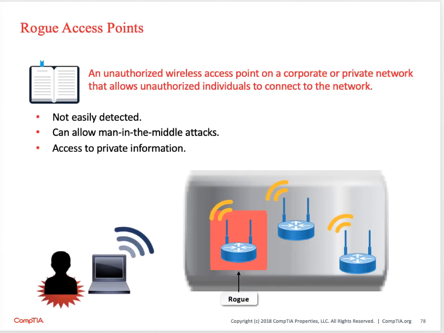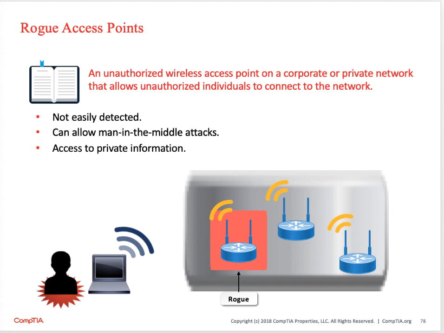Rogue access points. A rogue access point is an unauthorized wireless access point on a corporate or private network that allows unauthorized individuals to connect to the network. Wireless networks are everywhere, and we need to protect them from vulnerabilities. Most organizations have a wired and wireless network to access while we're in the facility, but these wireless access points won't be easily detected, right?